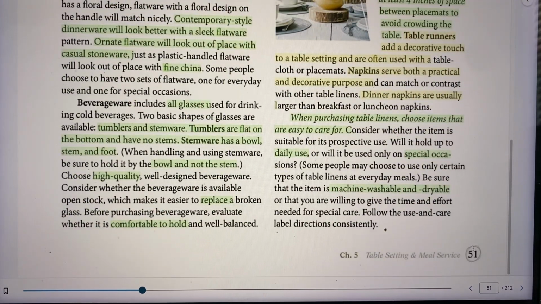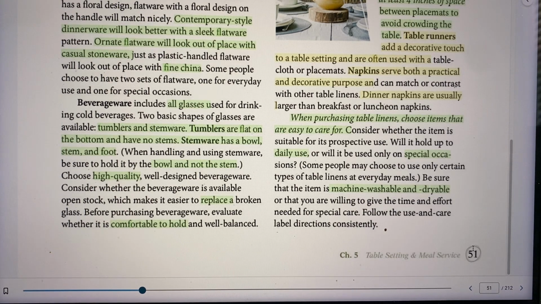So it says that when purchasing table linens, choose items that are easy to care for, which is important because people wipe their face on them and then they'll get stained, right? So try to get some that hold up to daily use instead of telling your guests, please don't wipe your face on my napkin. I love it. You don't do that.